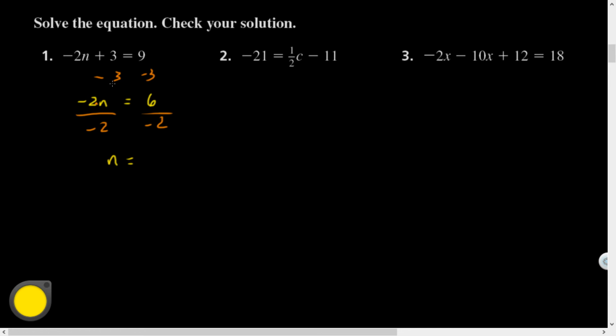So notice, I would recommend you work with two different colored writing utensils tonight. 6 divided by -2, one minus sign, so it's still negative. 6 divided by 2 is 3.